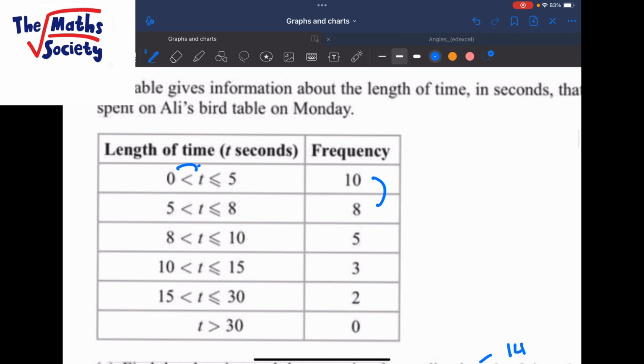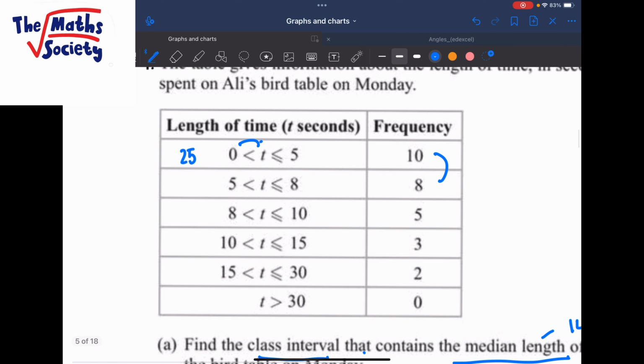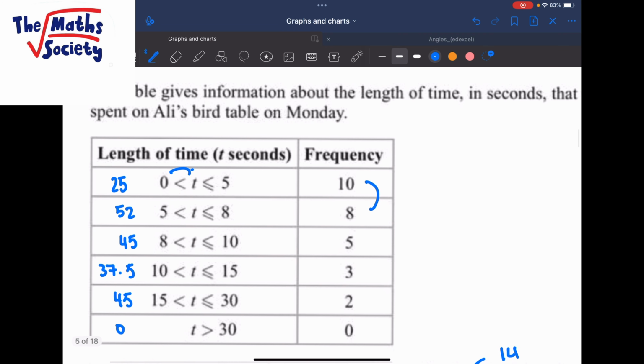So that's going to be 25. We're going to have to do this for everything before we can find the mean. So 5 and 8 and 8, that will give you 52. This one gives you 45, 37.5, 45, and that will give you 0. And then we just need a mean, right?